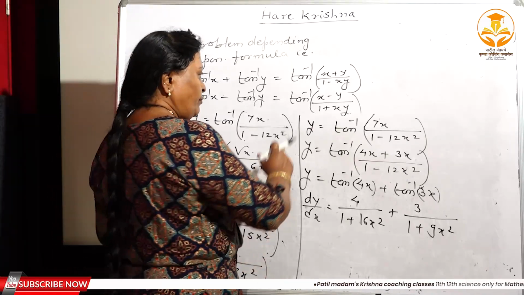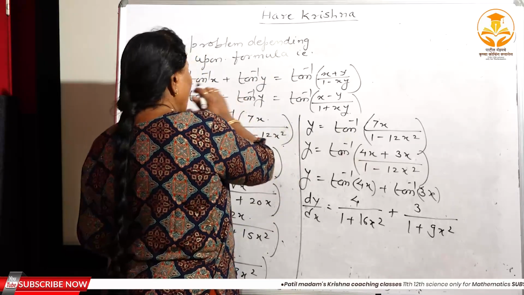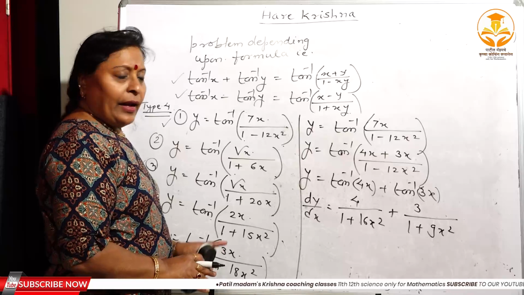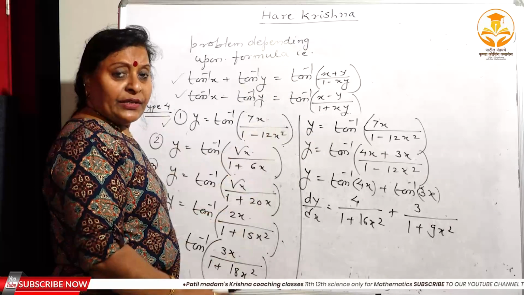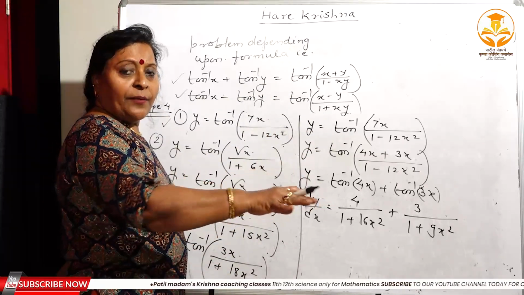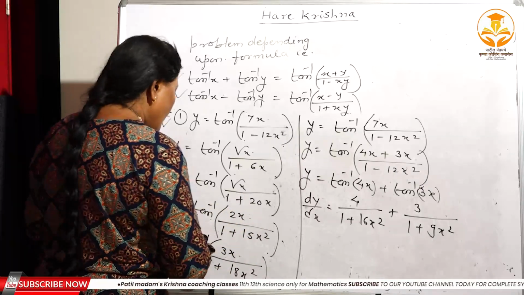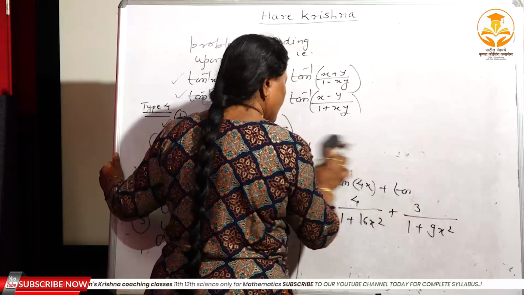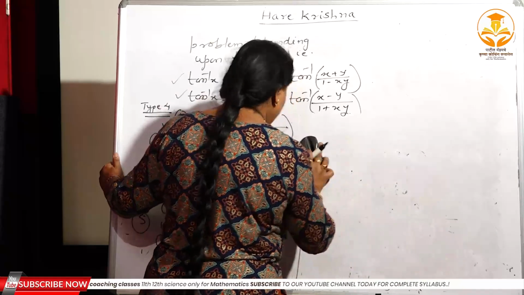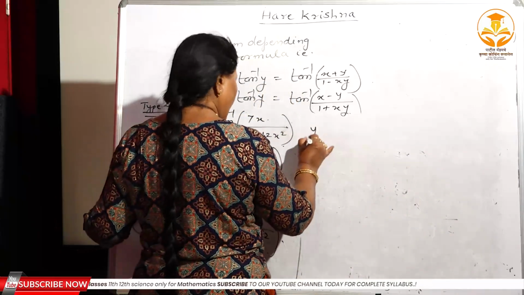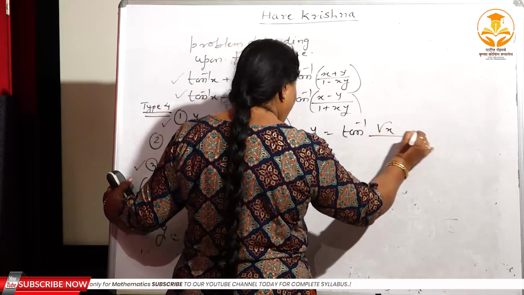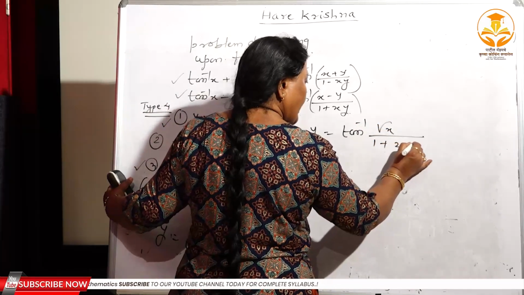So again, because of only these two formulas, there are 4 types of problem, right? And again I have made the division of this, that is first type, second type, third type and fourth type, right? So I am taking here the third one. Again very simple, third one. See, y is equal to tan inverse root x divided by 1 plus 20x.